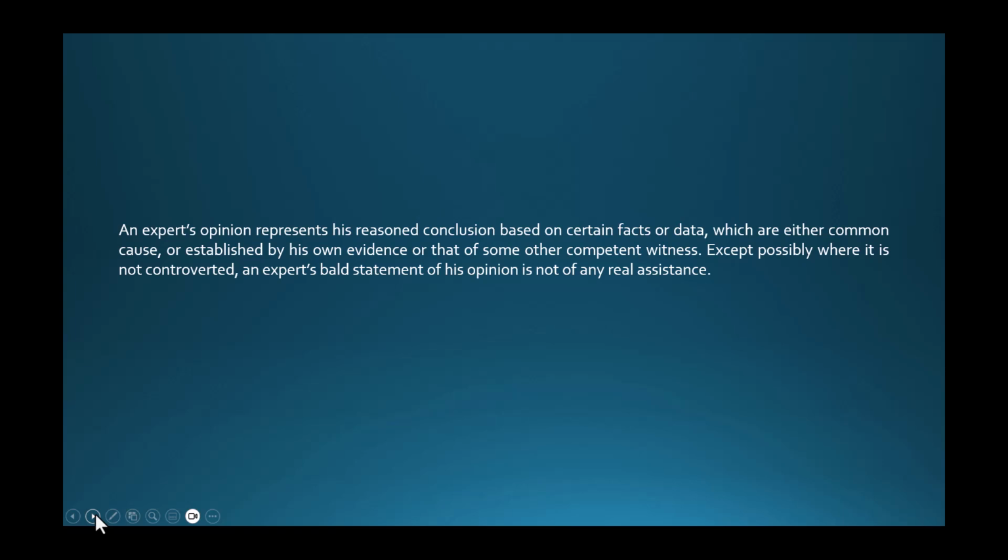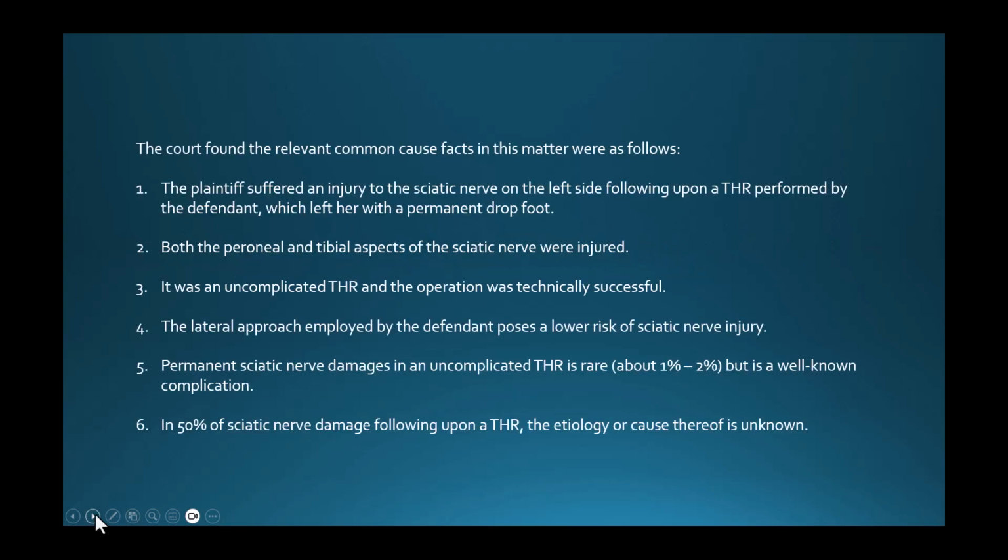The judge's decision must fall within what the experts are saying, or the judge must reject that expert evidence in its totality. And then there will probably be a finding that the plaintiff hadn't proved its case. So very important. Next slide. An expert's opinion represents his reasoned conclusion based on certain facts or data which are either common cause or established by his own evidence or that of some other competent witness. Except possibly where it is not controverted, an expert's bald statement of his opinion is not of any real assistance. So again, you need to explain why you hold an opinion.